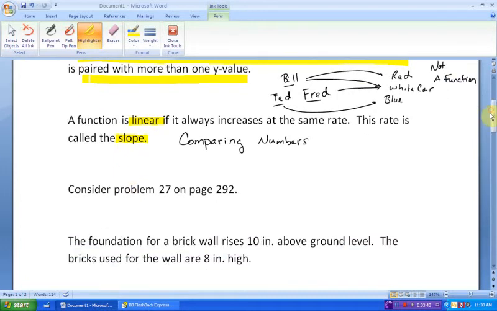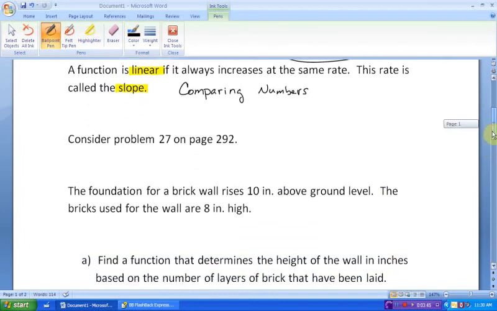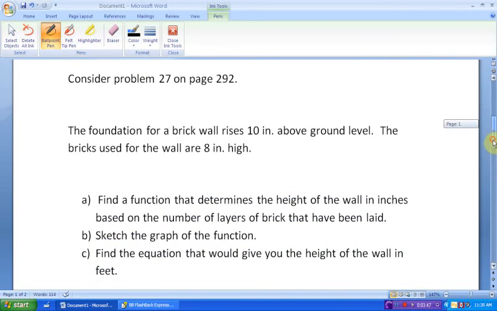On page 292 we have this problem. The foundation for a brick wall rises 10 inches above ground level. The bricks used for the wall are 8 inches high. First we want to find a function that determines the height of the wall in inches based on the number of layers of brick that have been laid. Then we want to sketch the graph, and then we want to find the equation that would give you the height of the wall in feet. So we have a little sketch here.